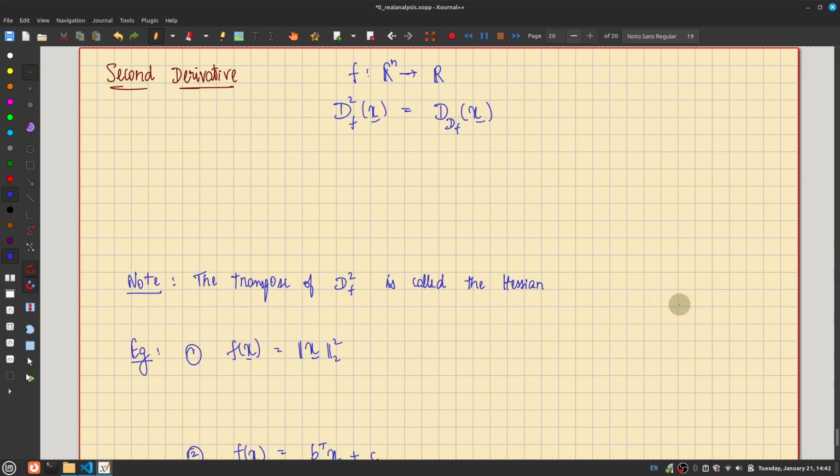Okay. So just as we define the derivative and the gradient of a given function, we can also define the second derivative. And the second derivative is nothing but the derivative of the derivative. Right?